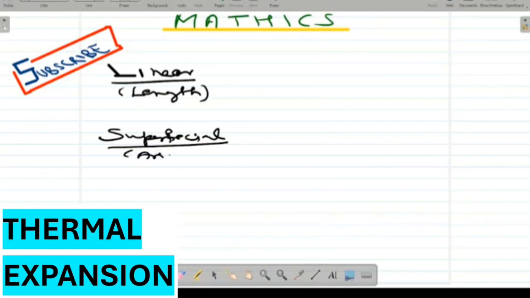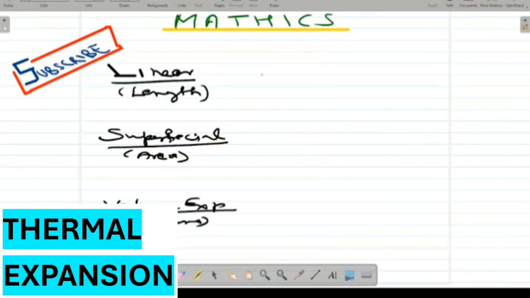Expansion in the area will be observed. And one is the volume expansion, right? What is that? Volume expansion. So that is linear, superficial and volume expansion. Here the expansion in volume is observed. Now students, we know the difference between length, area and volume.